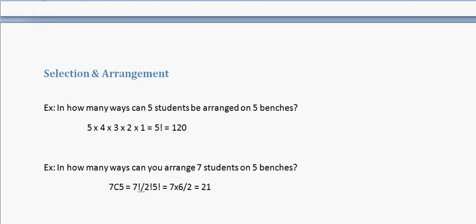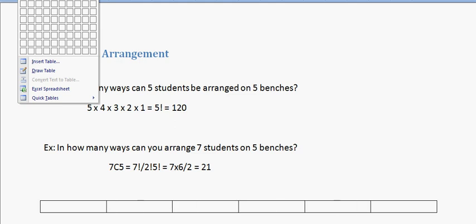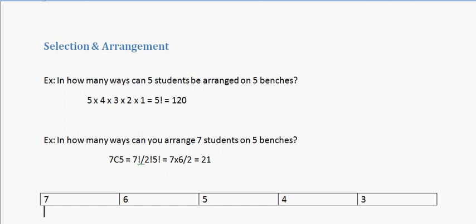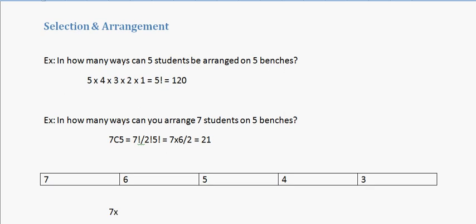But in how many ways can we arrange them, right? So if you see, there are 5 benches, right? Let me make a table. So these are 5 benches. This is first seat, this is second, this is third, this is fourth, this is fifth. So first seat can be filled in 7 ways, this in 6, this in 5, this in 4, and this in 3, right? So total number of arrangements would be 7 into 6 into 5 into 4 into 3, right? Which is equal to what? Which we can say is equal to 7 factorial divided by 2 factorial, right? Which again is equal to 7 factorial divided by 2 factorial into 5 factorial.